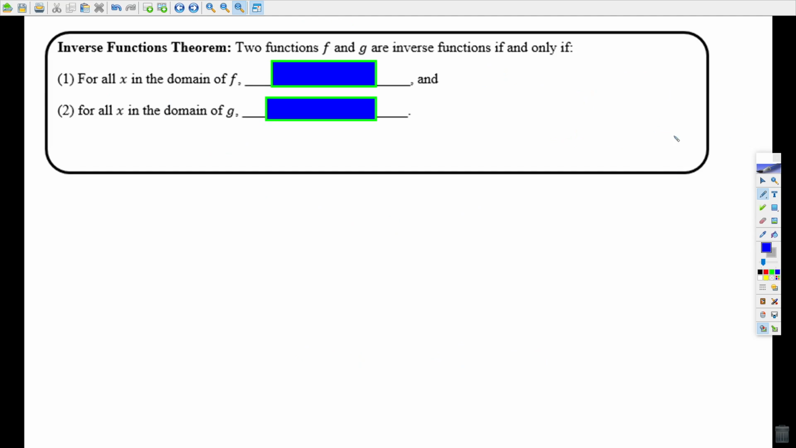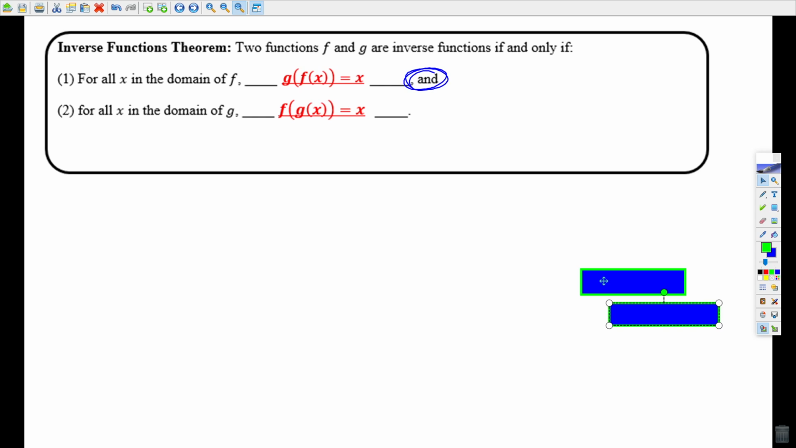So that is the inverse functions theorem, which is to say, if you have two functions, f and g, we can call them inverses only if we meet these two requirements. For all x in the domain of f, if we do g of f of x, we get x. But, and it is a pretty big and, both of these have to hold true. And for all x in the domain of g, f of g of x equals x. If both of these things just equal x, then we know that they're inverses of each other.